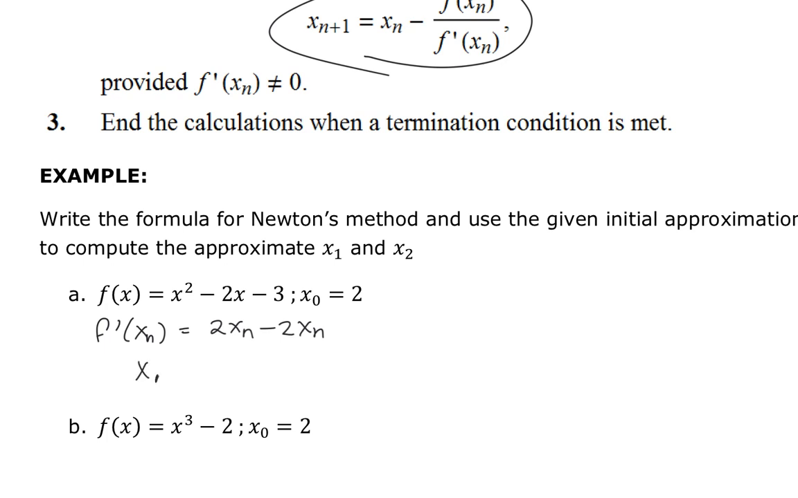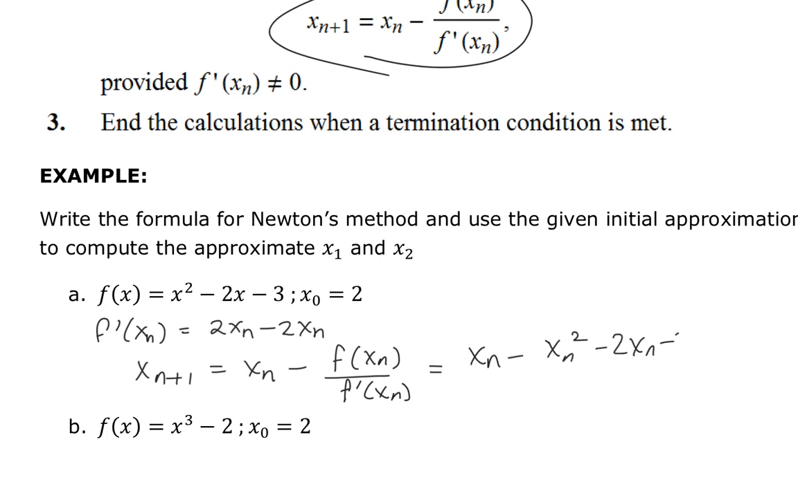And so this is going to be 2x sub n minus 2. Now we know that x sub n plus 1 is going to be equal to x sub n minus f of x sub n all over f prime of x sub n. So this is going to be x sub n minus, well, I put x sub n back into the original function, and I'm going to get x sub n squared minus 2x sub n minus 3 all over this derivative I just found, which is 2x sub n minus 2. The derivative of 2x is just 2, so that's just minus 2. Let me fix that over here.